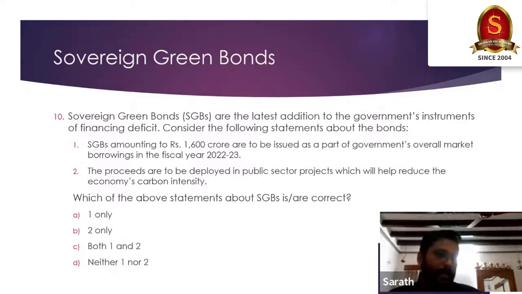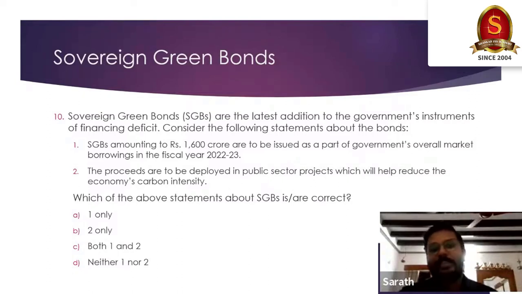Some people have answered A, not a lot. A few people have given A as the answer, which is surprising for me. So two has to be correct. Now comes the type of trickery which UPSC sometimes follows. SGBs, sovereign green bonds amounting to 1,600 crore are to be issued as a part of government's overall market borrowing in the fiscal year 2022-23. If you apply a little bit of logic, you would know that 1,600 crore is a very, very small sum. It's actually 16,000 crore.